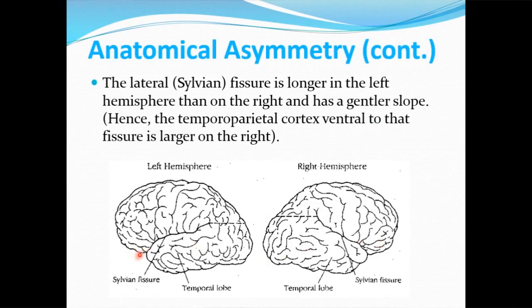Now the Sylvian fissure, which is this fissure here dividing the temporal lobe from the frontal and parietal lobe, the lateral Sylvian fissure is longer in the left hemisphere than the right and has a gentler slope. Hence, the temporoparietal cortex ventral to the fissure is larger on the right. So if you look, here's the right hemisphere. It goes up more sharply and it's a bit shorter. So this area here, the temporoparietal area, is larger on the right compared to the left.